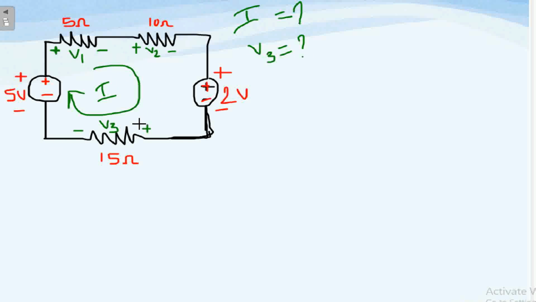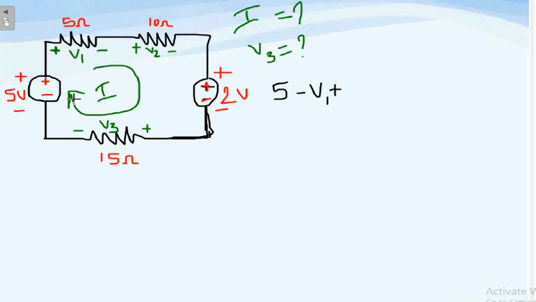According to KVL, as we have already seen in the previous slide, if the current direction is from negative to positive, that is a rise, and a rising voltage is indicated with positive, a voltage drop is indicated with negative. Here we have 5 volts, it is moving from negative to positive, so it is indicated with positive 5. Next, here V1 is from positive to negative, so this is minus V1.